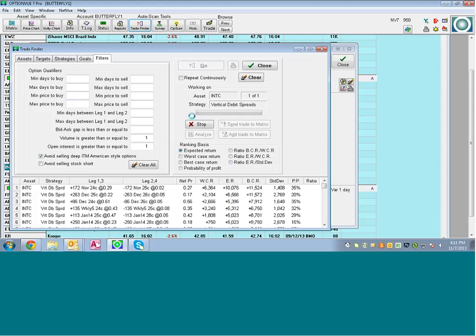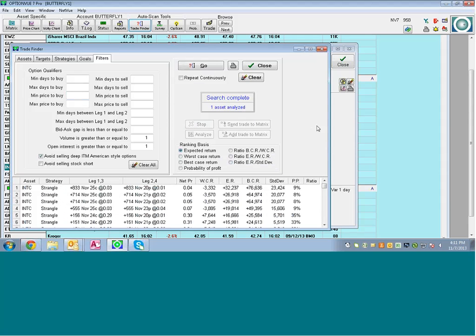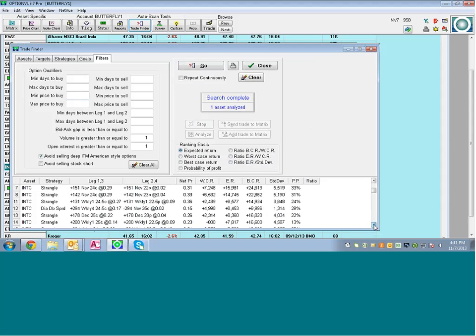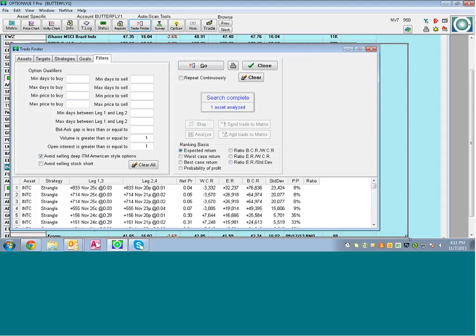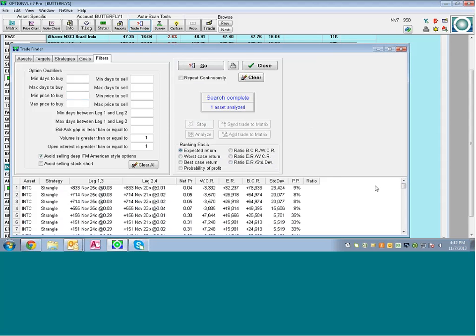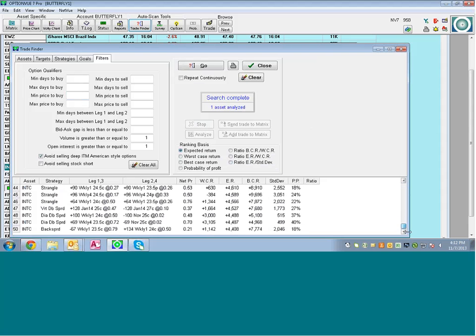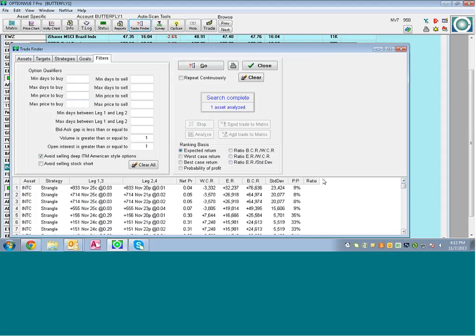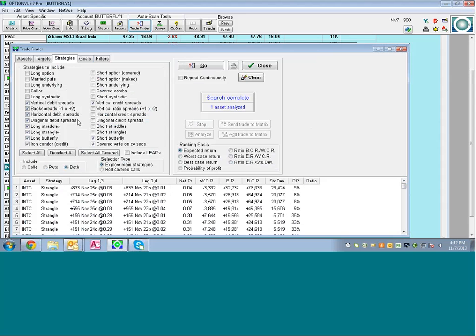This is the most math-intensive part of the program. When we run the Go button, it tries to scan through as many trades as it can, ranking them. We can now see how many trade recommendations we get. The most we can see is 50, and that's exactly how many we have. So we can scroll through and see all the various choices. Based on the strategies that we had check marked here, we've now got some results that we can look at.